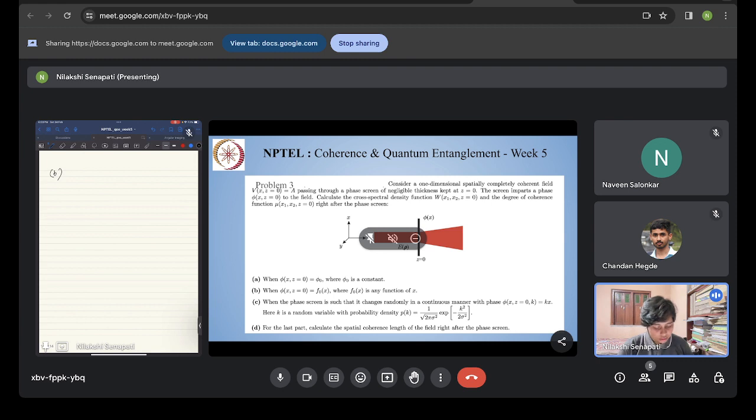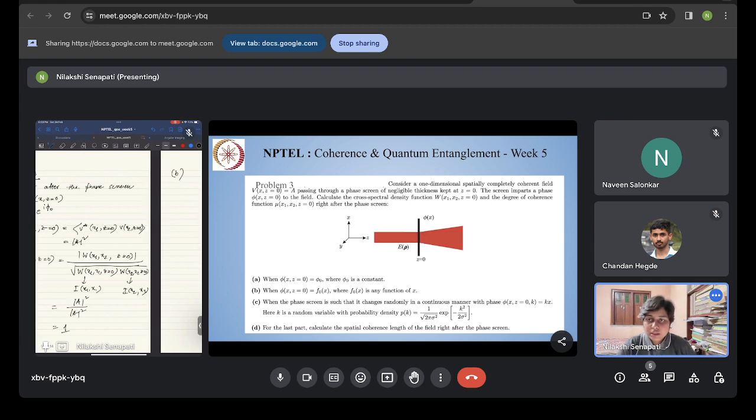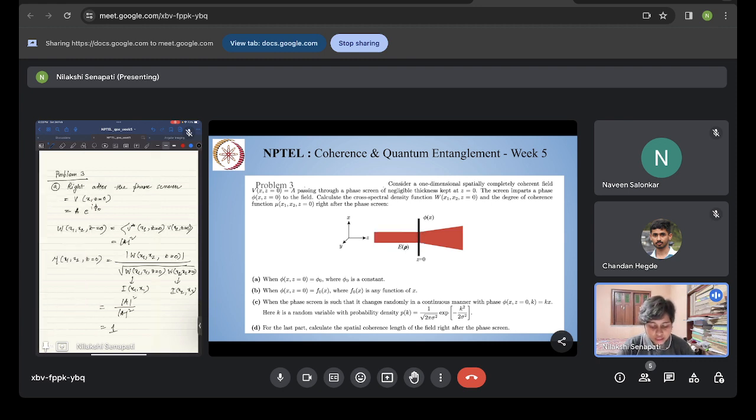Okay, so this was part A, where we calculated the phase screen V(x), which becomes a e^(iφ0). It is mentioned that φ0 is a constant, and φ(x) equals φ0. We calculated W, and we calculated mu, which becomes 1.